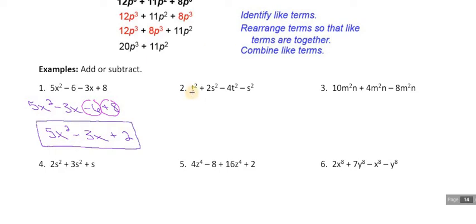In looking here at number 2, we have t squared plus 2s squared minus 4t squared minus s squared. So we've got t squareds, we've got s squareds. We are going to put them in alphabetical order, so the s's we'll put first. So I'm going to start with my positive 2s squared. And then this is a negative invisible 1s squared. We have to be really careful that we include all of our appropriate signs with each term as we move them around. And then I'm going to go with my plus 1t squared. And then minus 4t squared.